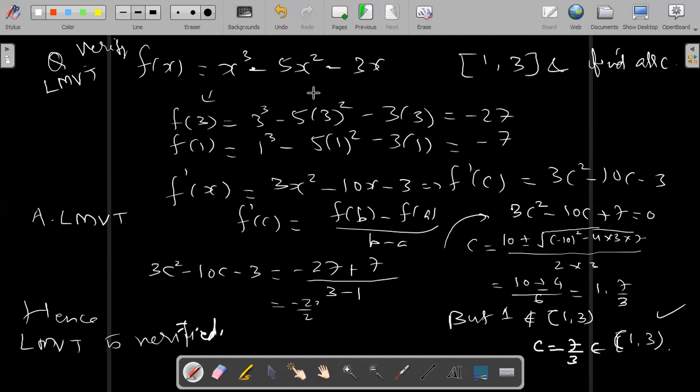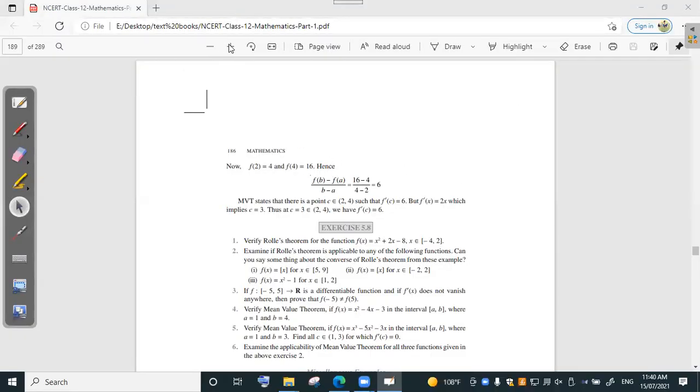Okay, so like this, now you can see your textbook. You can go through all the questions. This is all about the verification only. Verify Rolle's theorem, verify mean value theorem. So that is the end of this chapter.